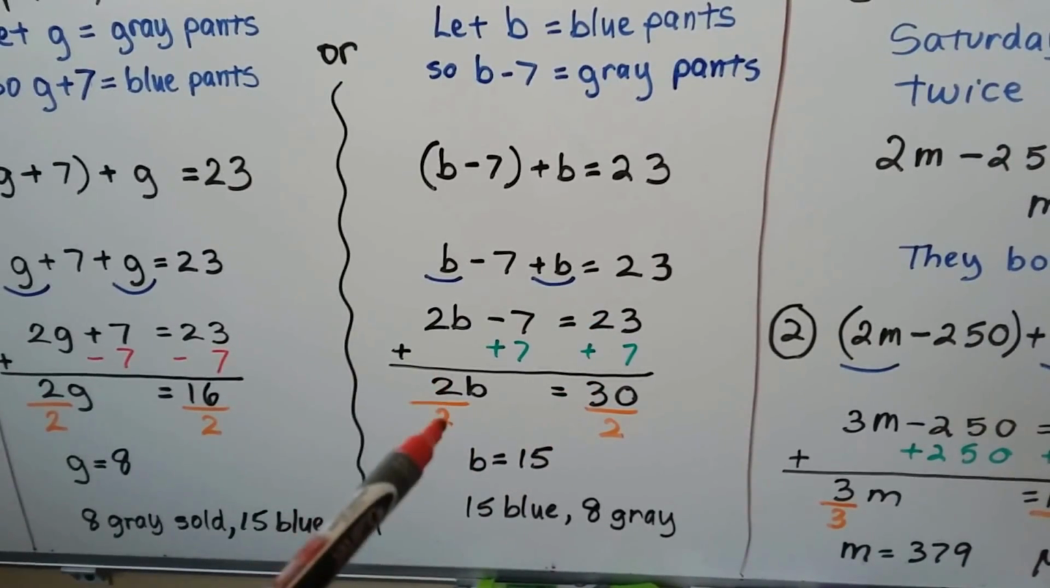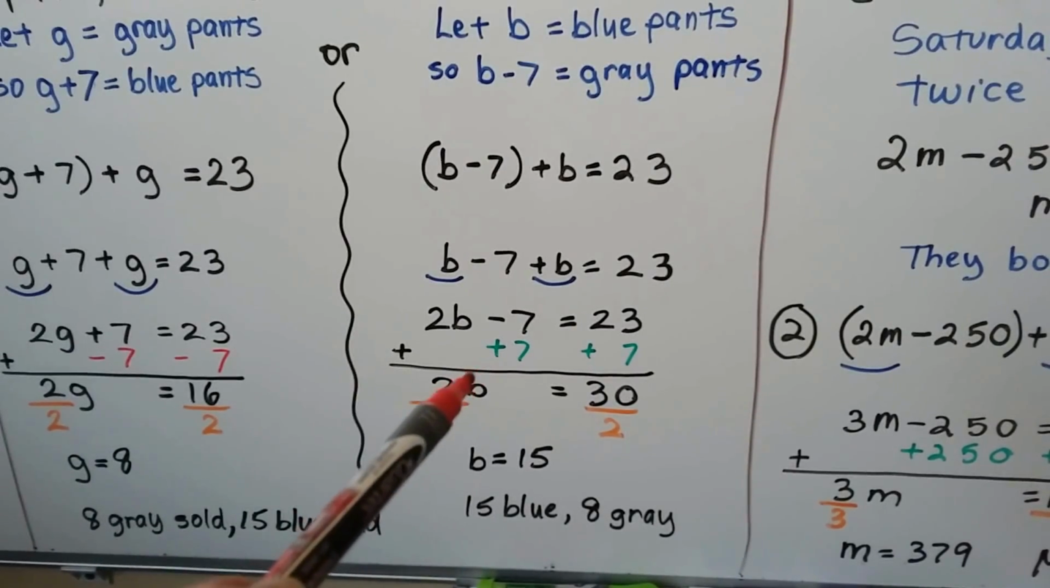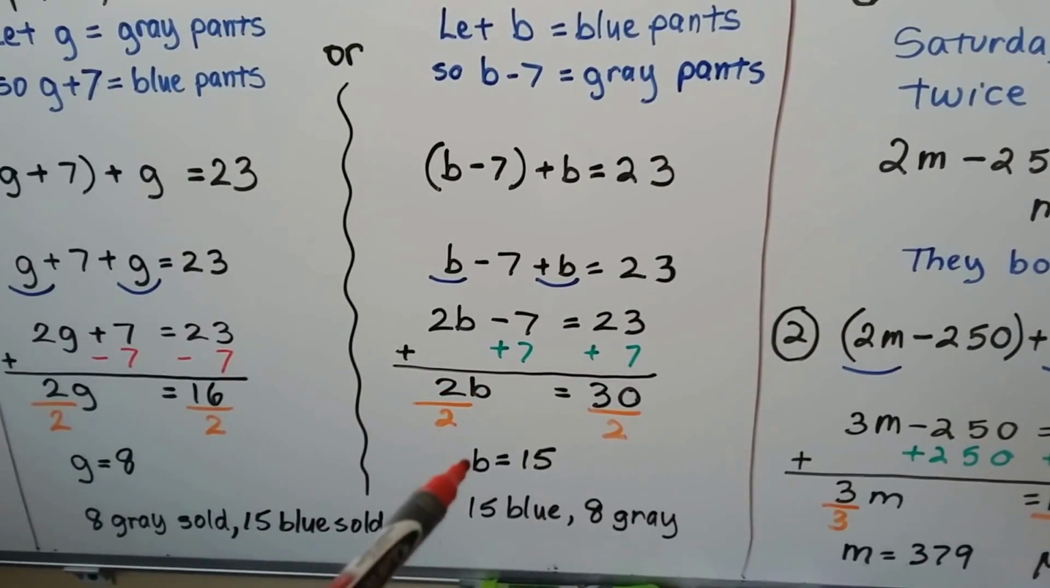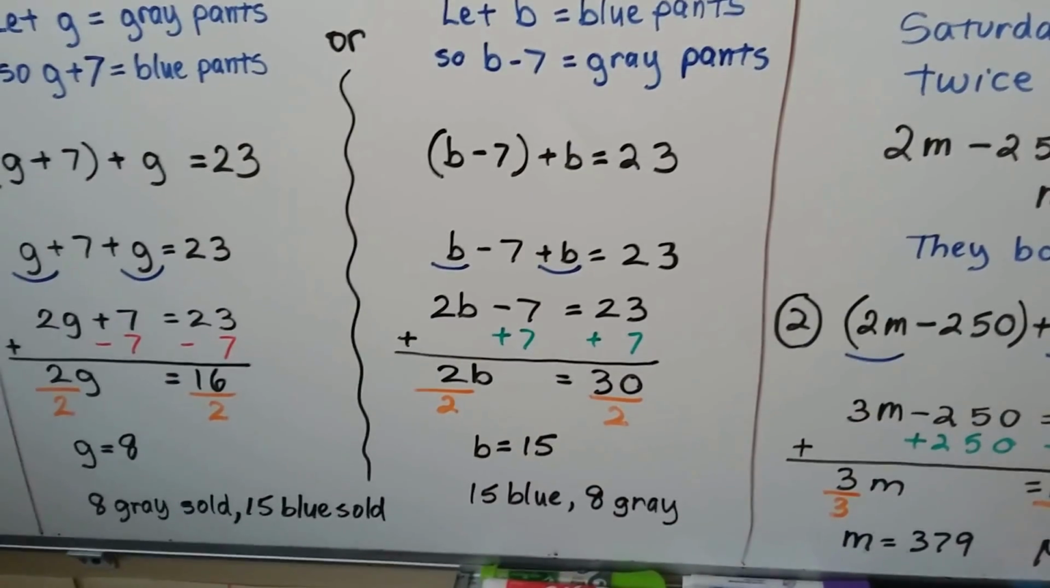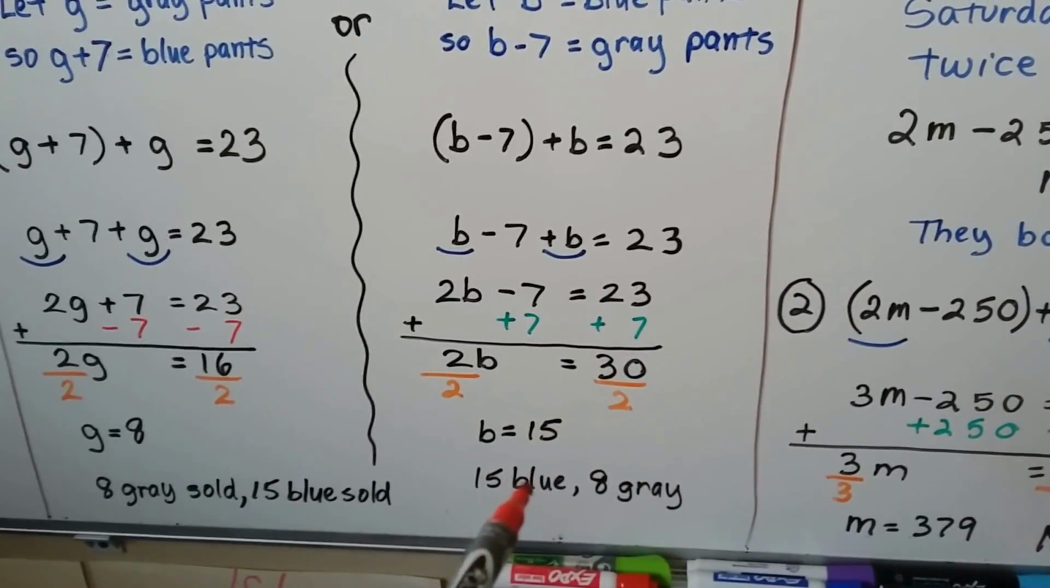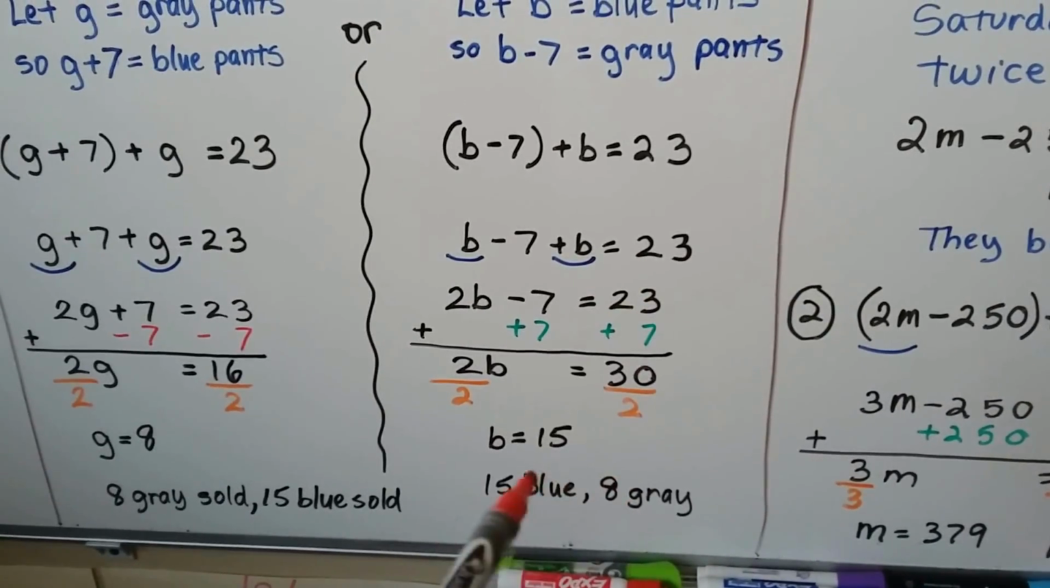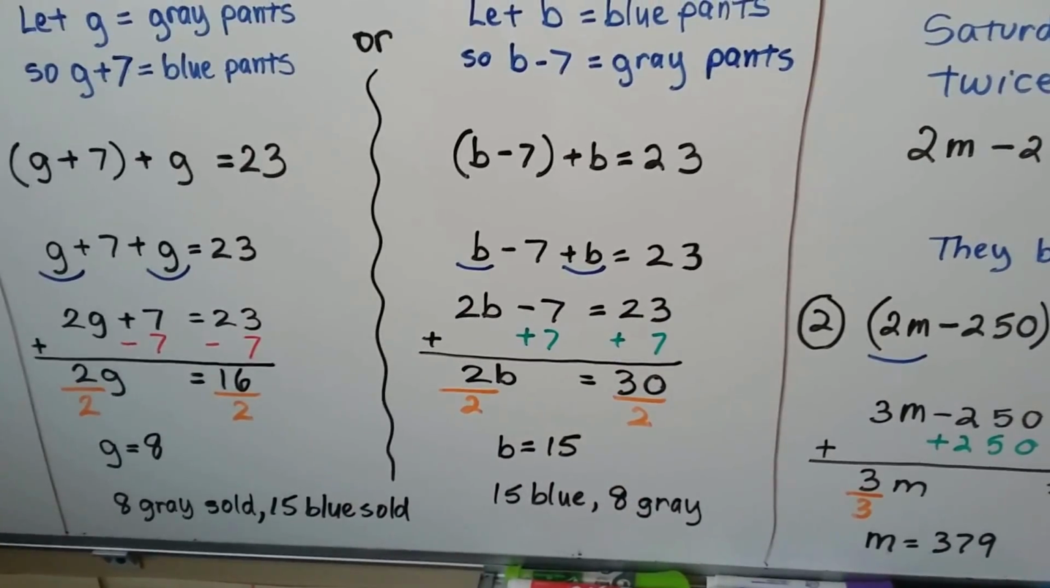And we divide both sides by this coefficient 2 to get the B by itself. And we end up with 1B equals 15. So see, there were 15 blue ones sold. And we can take that away from the 23 and see there's 8 gray. See?